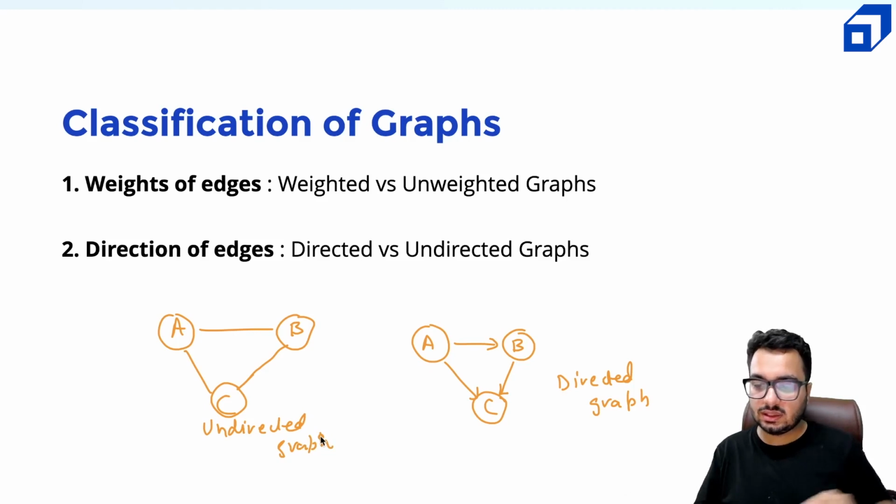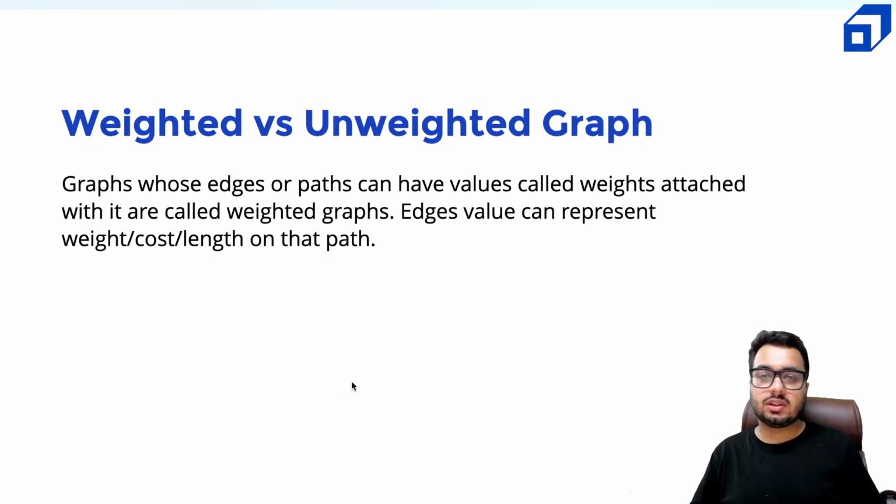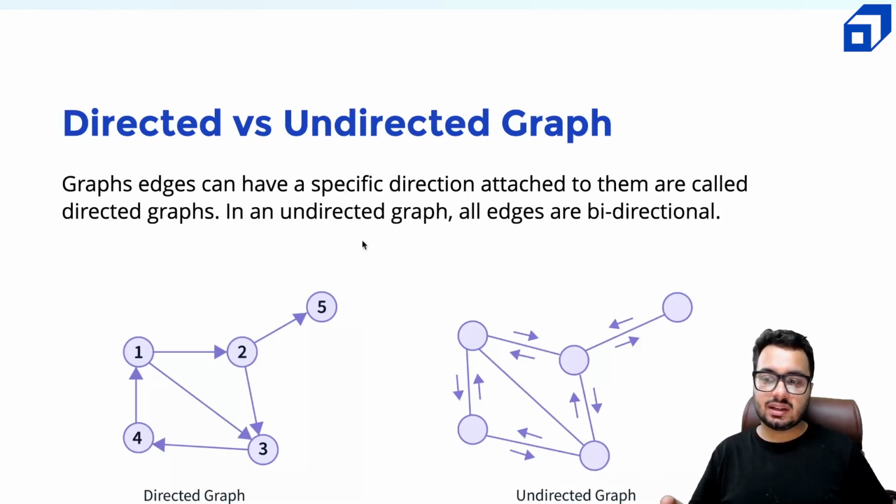Let us look at some more examples. Okay, so we have discussed graphs whose edges or paths can have values associated with them. They will be called weighted graphs. Edge value can represent either the weight or some kind of cost or length of that path. For example, in roads it might be the distance in kilometers. So directed undirected graph we have already discussed. Graph edges can have specific direction attached to them. They're called directed graphs.